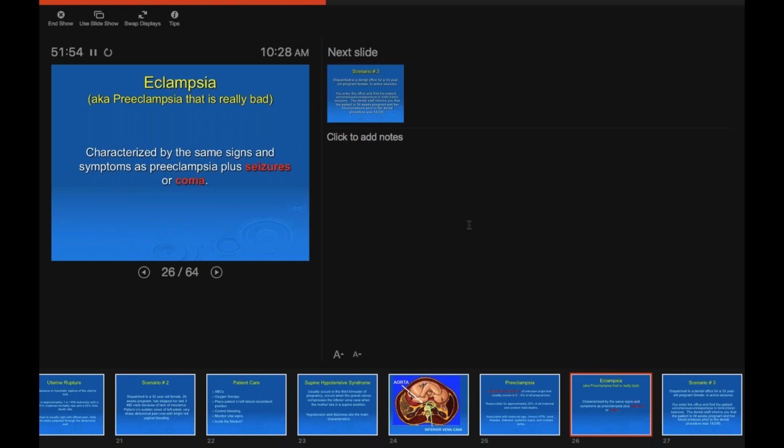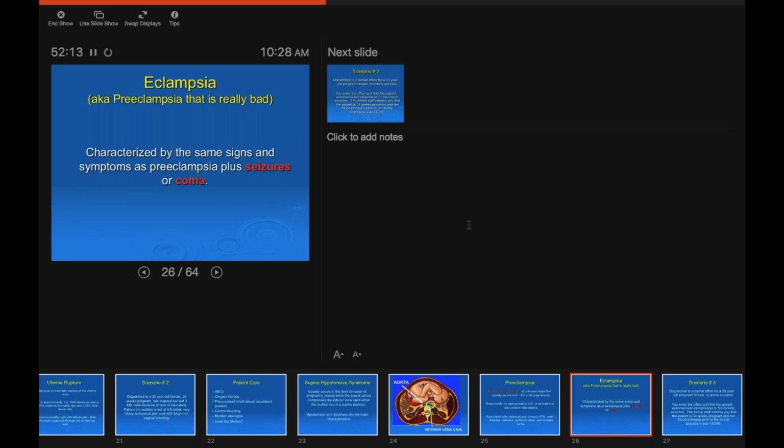Eclampsia is preeclampsia that is really bad. All right? This is characterized by the same signs and symptoms as preeclampsia, but also adds seizures and coma. Are they still hypertensive in eclampsia? They potentially could be. You just got to take vital signs and look.